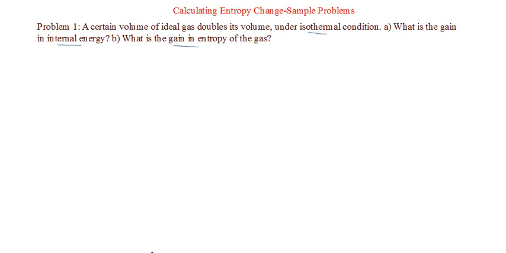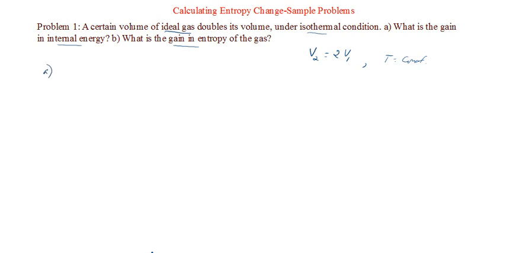It's a problem involving an ideal gas, one of the second category of problems that we have discussed. So a certain volume of ideal gas is given. It doubles its volume, so I can say that the final volume V2 is equal to twice the initial volume. This is one piece of data given. Under isothermal condition, you can say that T is equal to constant. What is the gain in internal energy? So let's attend part A first.